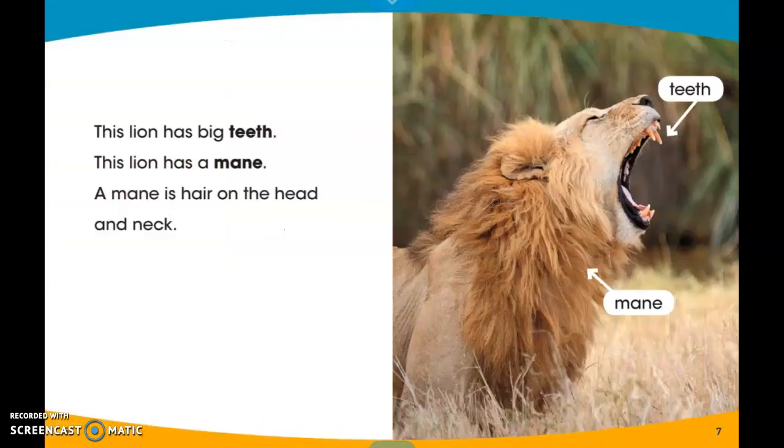The lion has big teeth. The lion has a mane. And it says a mane is hair on the head and neck. Okay, so I can pick out my key information here. So the lion has big teeth and a mane. And in my report, I'm looking at the picture of the teeth and I'm going to say big, sharp teeth. And look, this is telling us key information with the arrow, teeth, and this is the mane, and it looks like a nice fluffy mane.